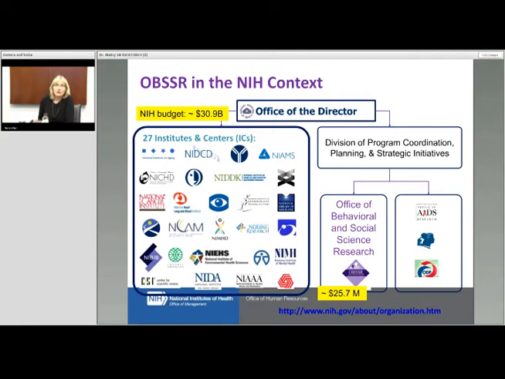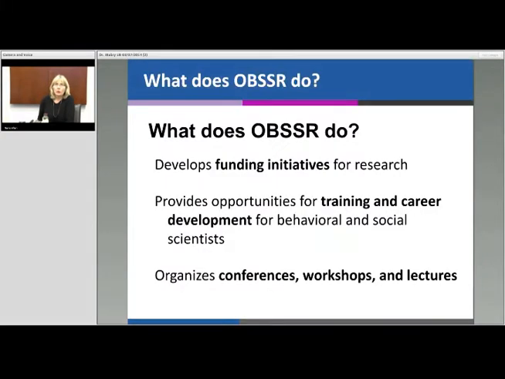The goal of our office is to stimulate behavioral and social science across these 27 institutes and centers. Our Office of the Director within that has a Division of Program Coordination, Planning, and Strategic Initiatives, and that's where our office sits, as well as the Office of AIDS Research, Office of Disease Prevention, and Office of Research on Women's Health. Our budget is about 25 to 28 million, depending on what year you're looking at. And it fluctuates, of course, with cuts from Congress and stimulus funding and things like that. The overall budget is about $30 billion for all of NIH. So we're a very small fraction of that. But that doesn't mean we're not important.